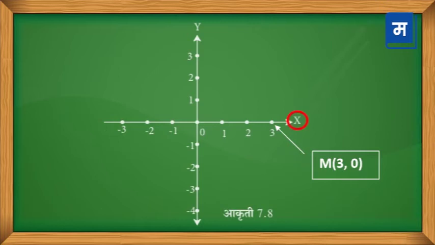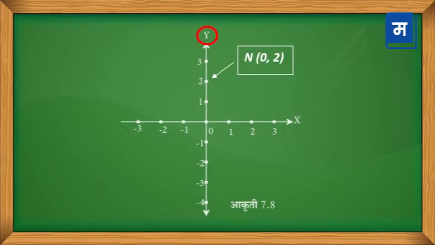The x coordinate of point M is the distance of point M from y-axis. The distance of that point from x-axis is 0. Therefore, the y coordinate of M is 0. From this, the coordinates of the point M, that is on x-axis, are (3, 0). The y coordinate of point N, which is on y-axis, is 2, because the point is at a distance of 2 from x-axis and the distance of point N from the y-axis is 0, so the x coordinate is 0. From this, the coordinates of point N, which is on the y-axis, are (0, 2).